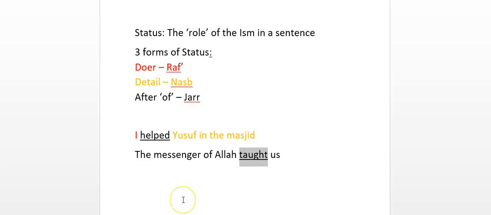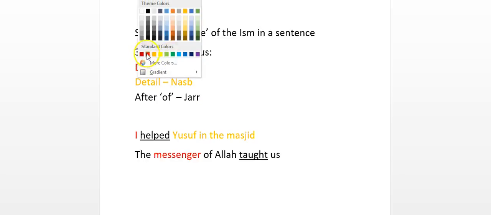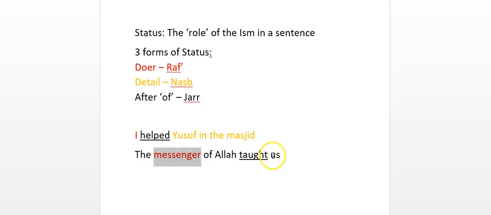Then we look for the doer. Who did the action in the sentence? Who's the doer of the act? The doer of the act is, you can only choose one word, the messenger. Who taught? The messenger taught. So this is going to be rafa. Okay, let's take the word us. Why is us in this sentence?